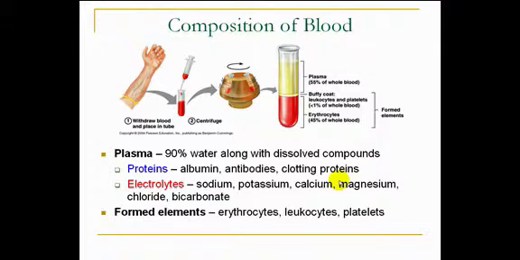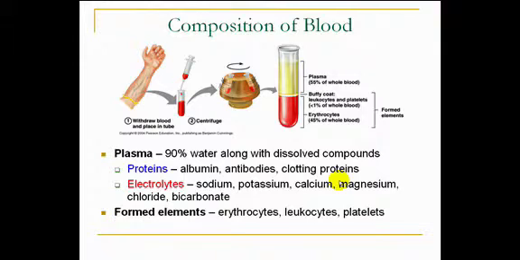The other thing that's dissolved in the plasma is you obviously have a lot of electrolytes, like sodium and potassium, calcium, which we've learned are important in nerve impulses and muscle contraction. Magnesium is important in muscle contraction. Chloride, bicarbonate, which we learned way back when we learned about chemistry, that bicarbonate plays a role in buffering the pH of the blood. So plasma is the fluid portion.